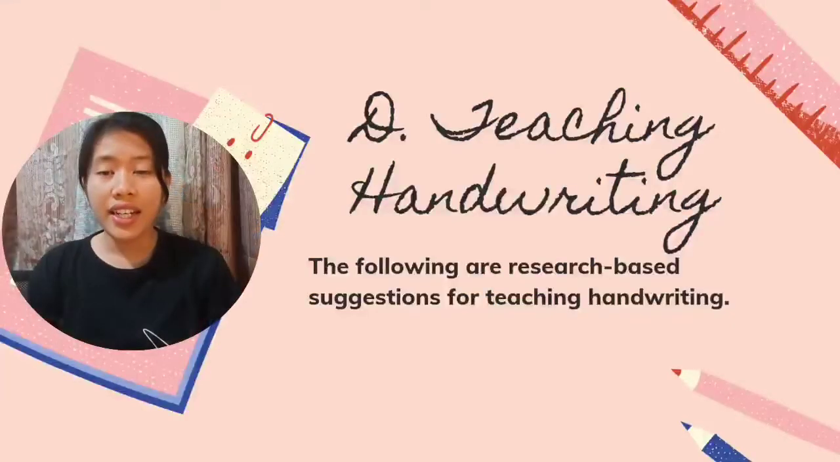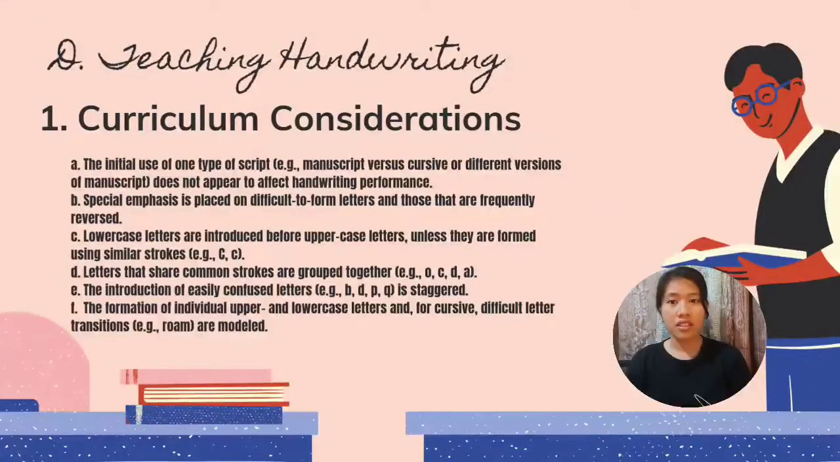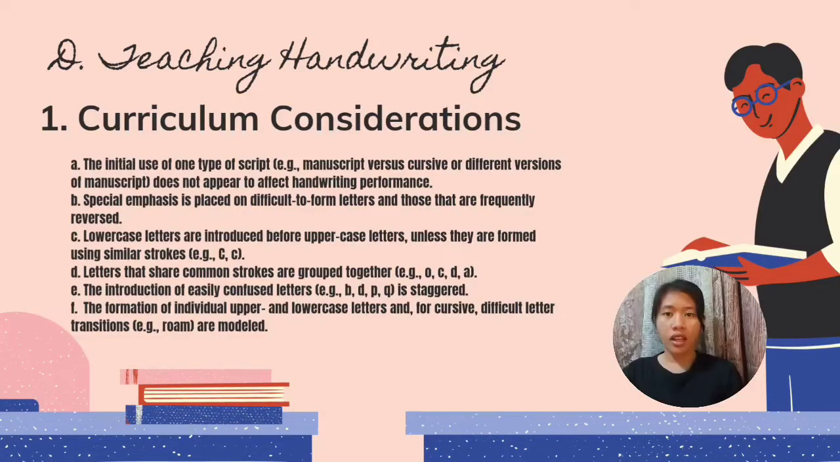D. Teaching handwriting. The following are research-based suggestions for teaching handwriting. Number 1. Curriculum considerations. Let us start with A. The initial use of one type of script does not appear to affect handwriting performance. For example, manuscript versus cursive or different versions of manuscript. Letter B. Special emphasis is placed on difficult-to-form letters and those that are frequently reversed.